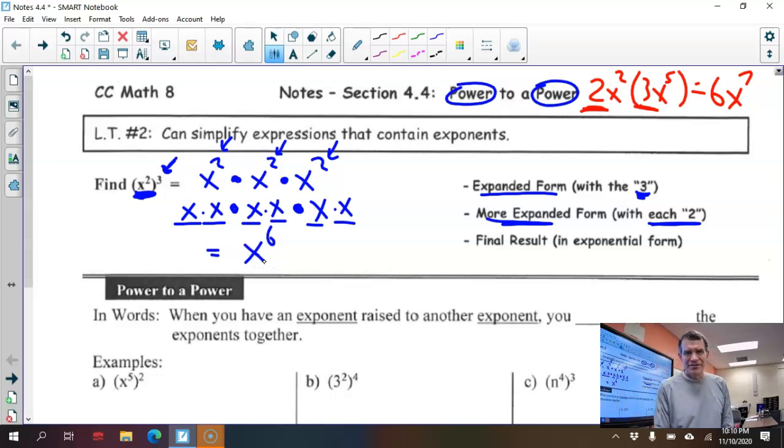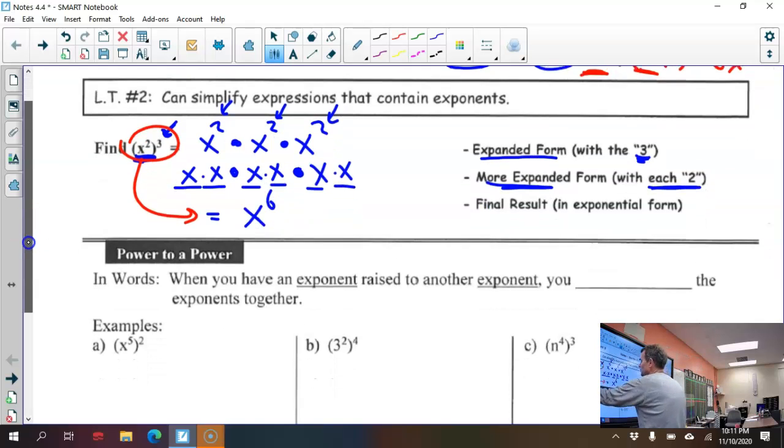Now, what we'd like to do is not have to expand it, right? It is easy to figure out the answer when you expand it all using the exponents. But what we'd like to do is go straight from here down to here. And if you learn the rule with the exponents, you can do that.